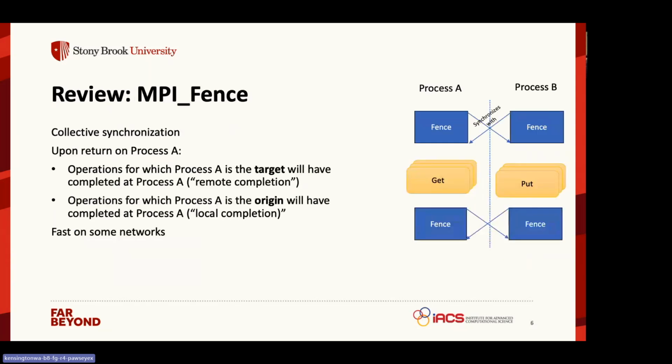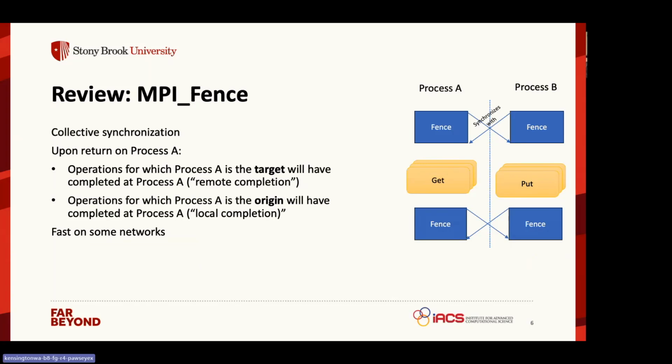And so first, a quick review. The three things that we have right now are fence, PSCW, and locks. The fence is a collective synchronization. So think of it as a flush. You finish all your local operations and then you enter a barrier.